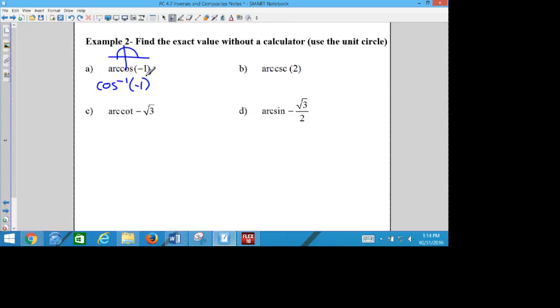Okay, cosine is x over r. So to get -1 over 1, that can only happen here, at -1, 0. Pi. Pi over 4, cosine of pi over 4 is square root of 2 over 2.